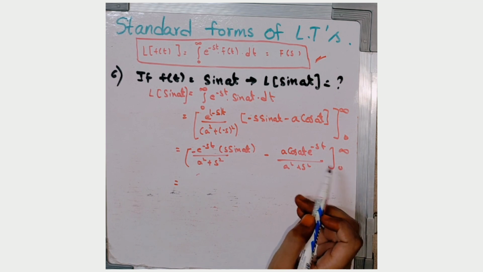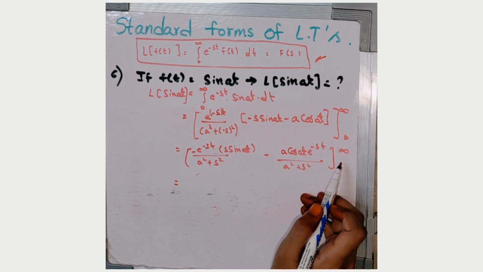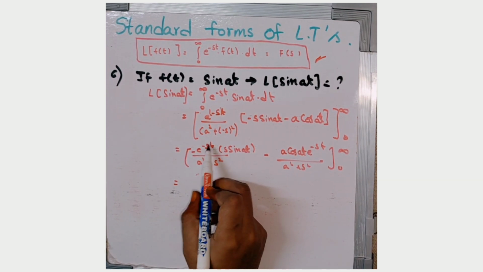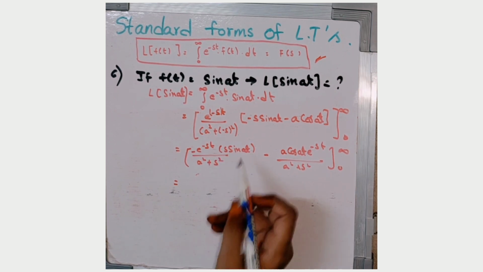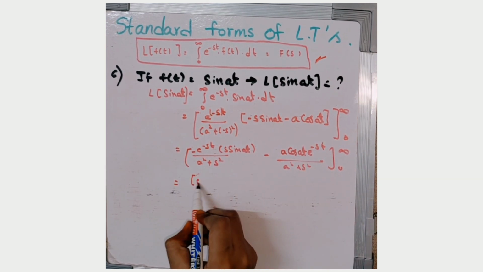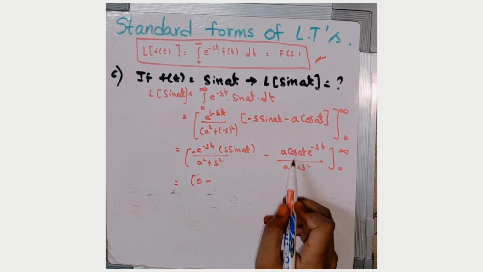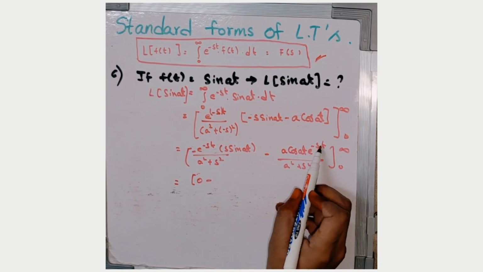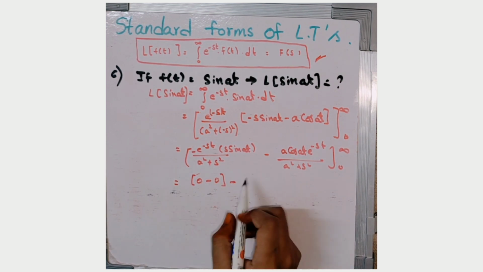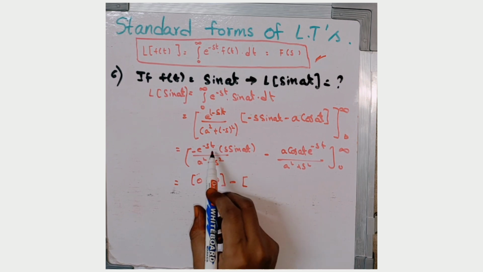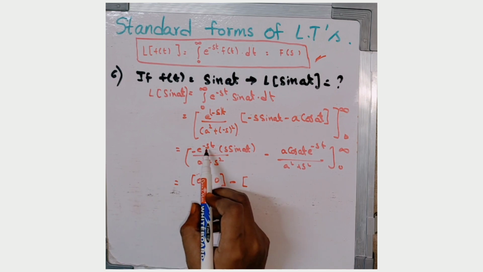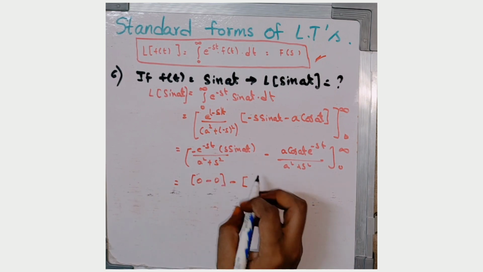Upper limit minus lower limit. So the upper limit is infinity, so e power minus s into infinity will become 0 only, right? Again 0 minus, and here also you have to apply the upper limit, so e power minus st means e power minus infinity, this will also become 0. Minus the lower limit, and for the lower limit you have to apply for this also, that is e power 0. E power 0 is 1.